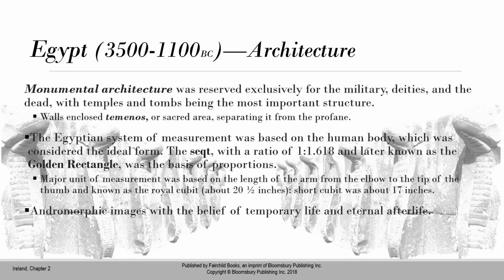The Egyptians also determined an important ratio, 1 to 1.618, which is now what we know of as the golden rectangle or the golden rule. For measurement, the Egyptians used cubits, or spans and fingers. The cubit is the measurement from the tip of your longest finger to the bottom of your elbow.